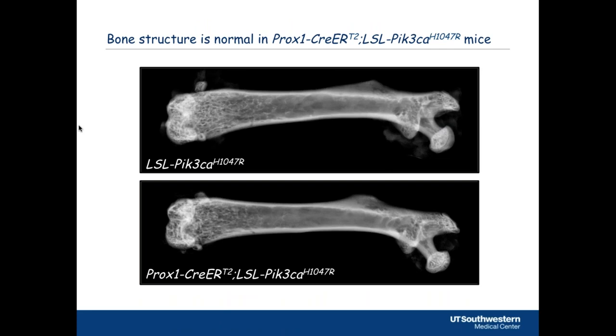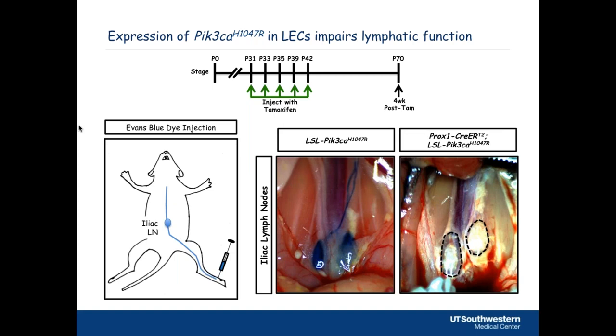Although our mutant animals have lymphatics in bone, their bones appear normal on X-ray. And this could be because at this time point, the mice do not have a lot of lymphatics in bone. The greatest number of lymphatics we've observed in an individual bone has been 10. So what we're working on now is collecting bones from older mice to see if this phenotype becomes more severe with age.